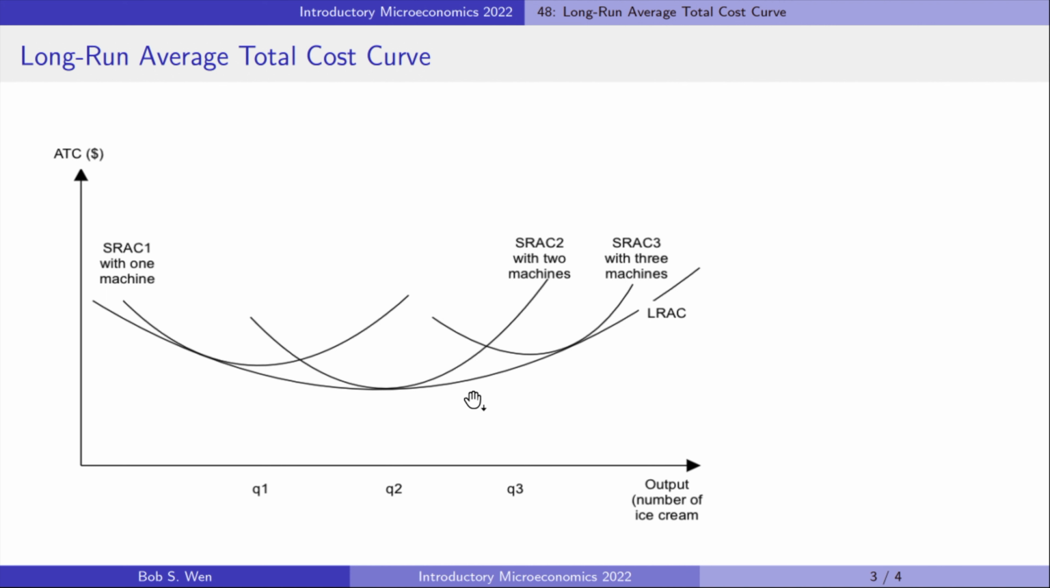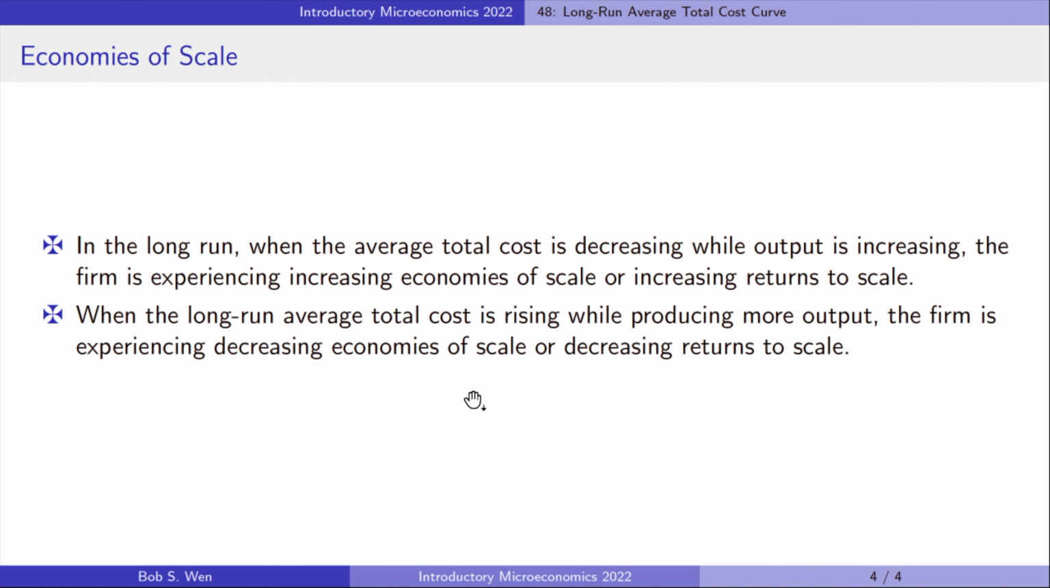We can imagine that if there were infinite short-run average total cost curves that represent the firm's behavior at each output level, then the lowest points of all these short-run curves form a long-run average total cost curve. In the long run, when the average total cost is decreasing while output is increasing, the firm is experiencing increasing economies of scale, or increasing returns to scale.